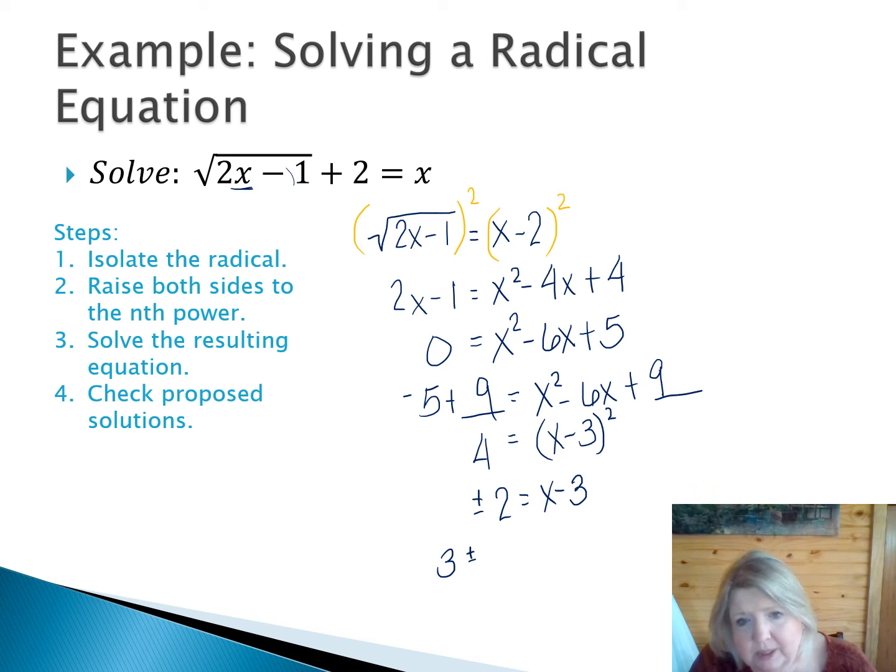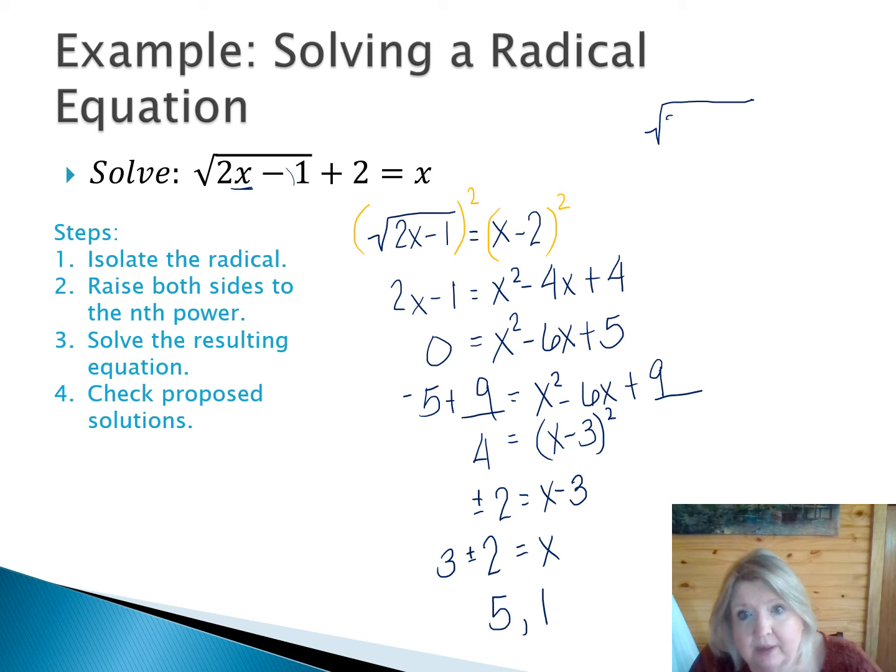And here's why I wanted to get to this. A lot of times students get here and don't know what to do. This is a plus or minus. That means you're going to take it both ways. So 3 plus 2, I have a possibility of 5. And 3 minus 2, I have a possibility of 1. So again, I have 2 possible answers, and I need to check them out because odds are one of them at least is not going to work.